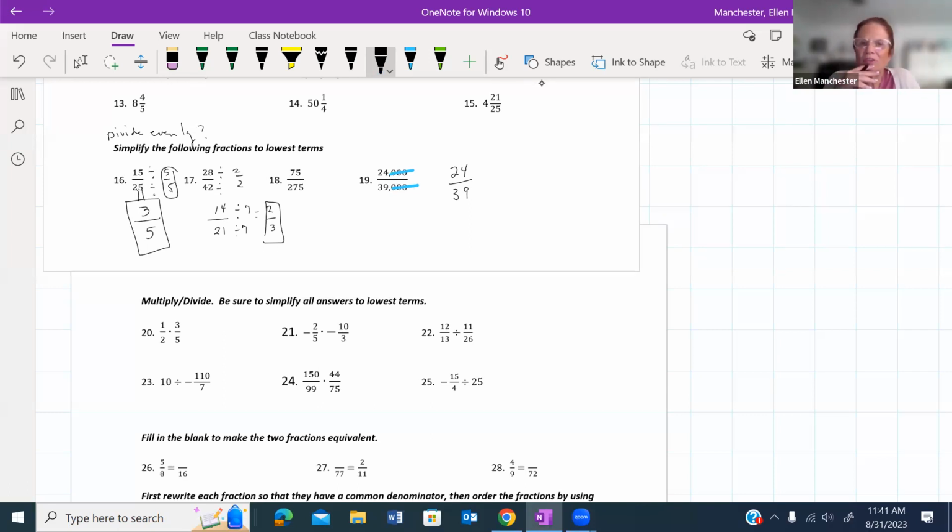Anything that we can use those divisibility rules? Is there anything that will go into both of those? Okay, I see a 3. So 2 plus 4 is 6. 3 will go into 6. 3 plus 9 is 12. 3 goes into 12. Perfect. So we know we can divide by 3. So 24 divided by 3 is 8. 39 divided by 3 is 13. And 13 is prime. So you're done. That's as far as you can go. That's simplified to its lowest term. But what's nice about knocking out zeros is it cleans it up a little bit real quick, and you don't have to think too much. Okay. Any questions on reducing?